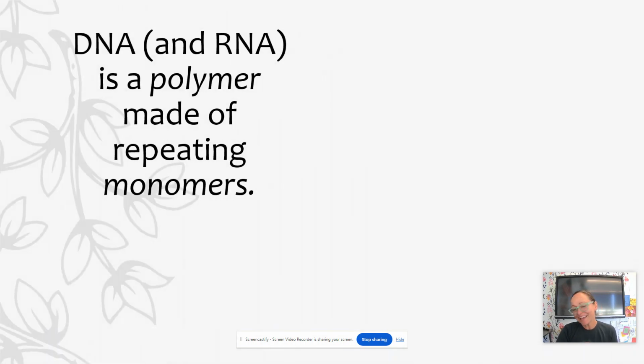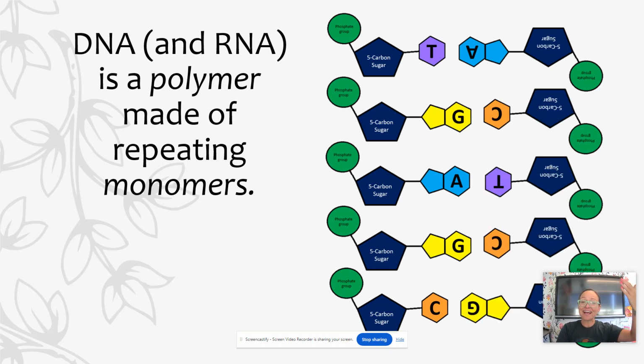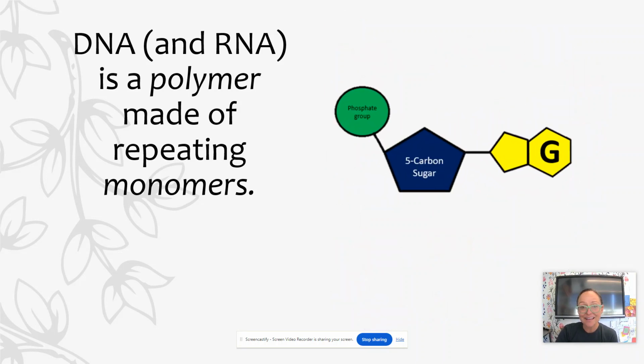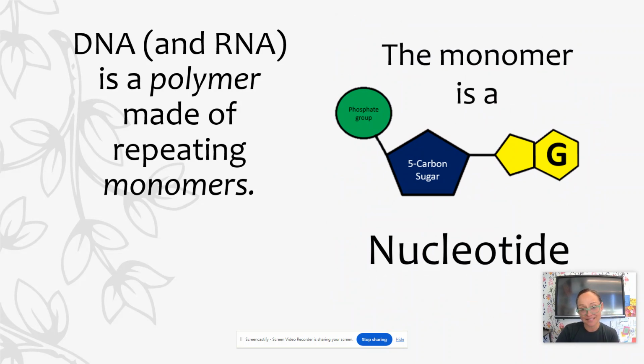DNA is actually a polymer made of repeating monomers. So if I look at DNA, I know it has 2 strands, it's a double helix, and it's made of repeating units over and over again. Each of those individual units is called a nucleotide. So the monomer of nucleic acids are nucleotides.